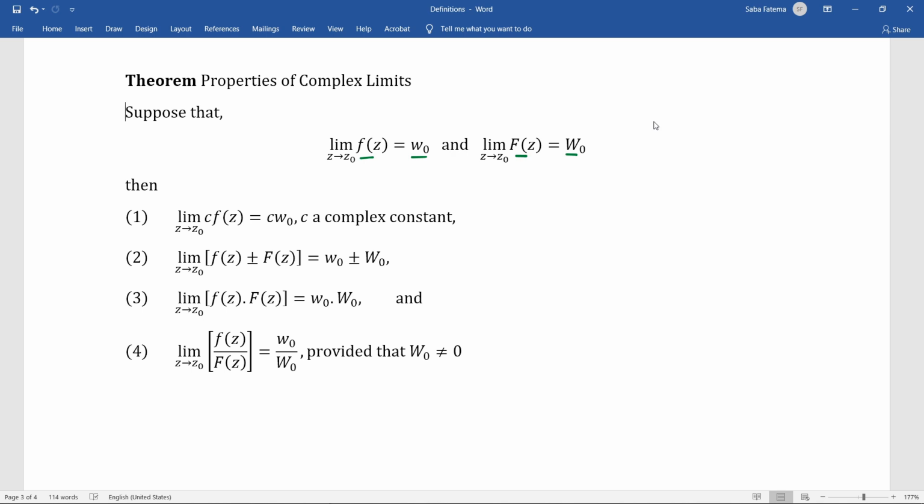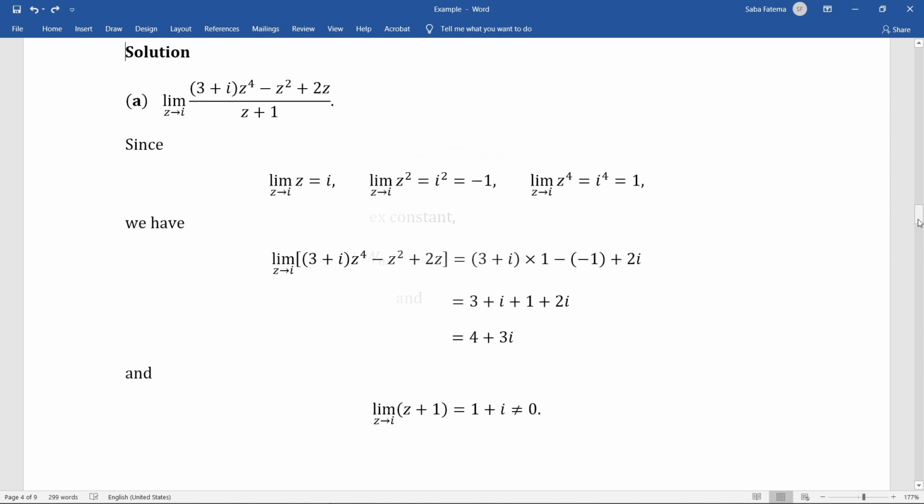So let's go back to our problem. In problem A, the function f of z is in rational form. Here, both the numerator and denominator are polynomials. In such a case, it will be wise to find the limit of each and every term separately. And then we get the limit of the numerator, which is 4 plus 3i. It will be easy for our further calculation if we keep this result in a plus ib form, which is the standard form of a complex number.